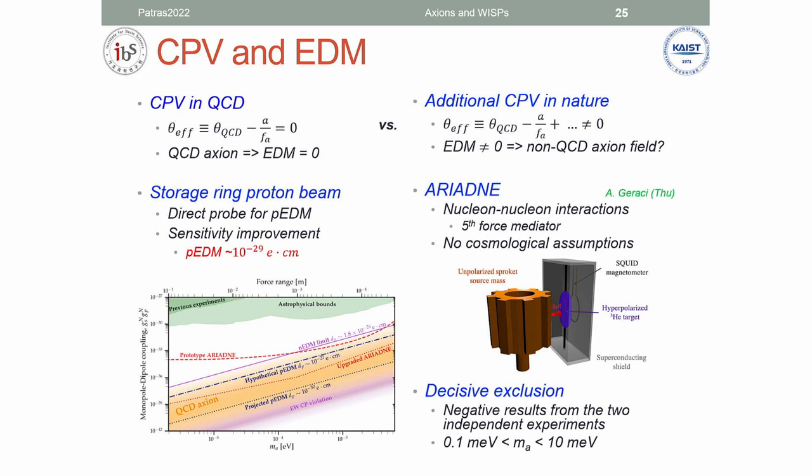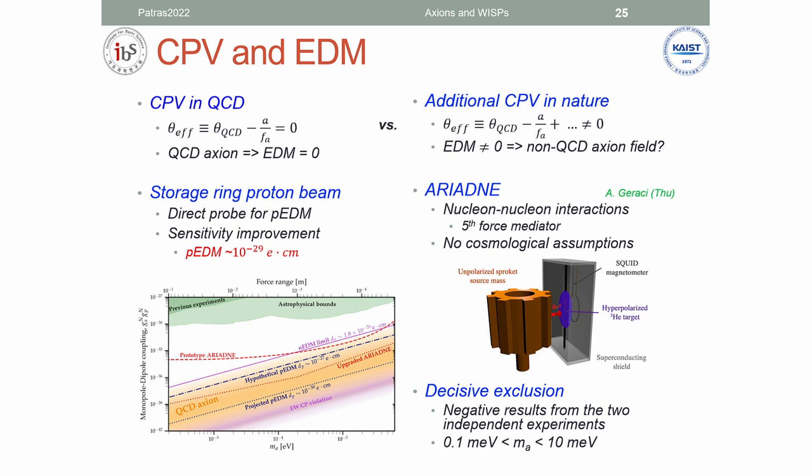A storage ring with a proton beam can probe the proton EDM directly, and they plan to improve the sensitivity by three orders of magnitude over the current limit. And then ARIADNE, because this is a non-QCD axion field, it can mediate interactions between nucleon and nucleon, which acts as a fifth force. This can also generate the axion field in the lab, so no cosmological assumptions are needed.